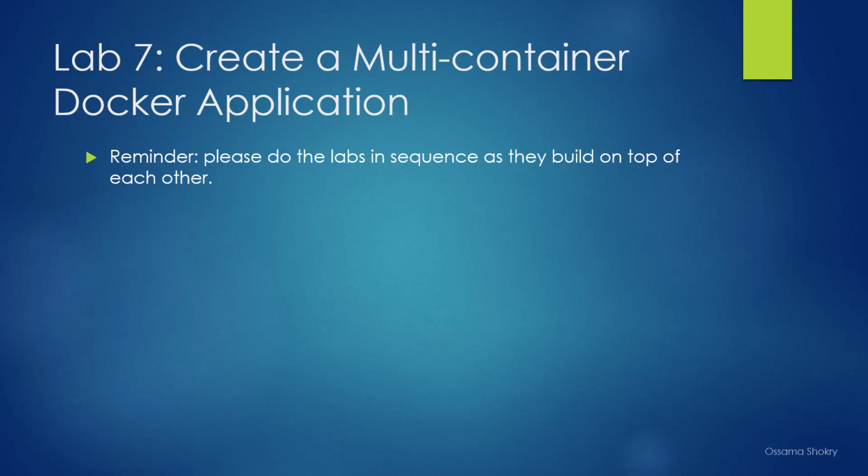In the previous lab, you learned how to change the behavior of a container by passing arguments to it. In this lab, you will create a multi-container Docker application and learn about Docker networks. Reminder, please do the labs in sequence as they build on top of each other. Let's get started.